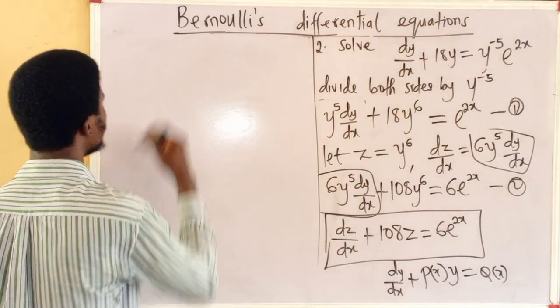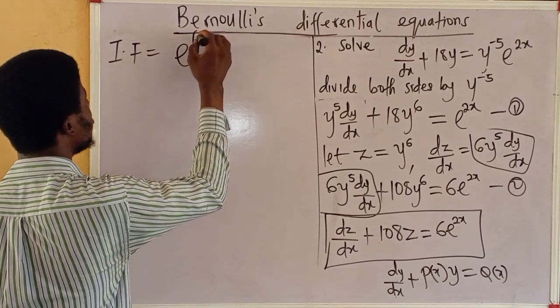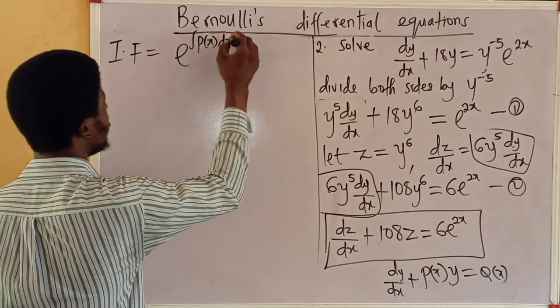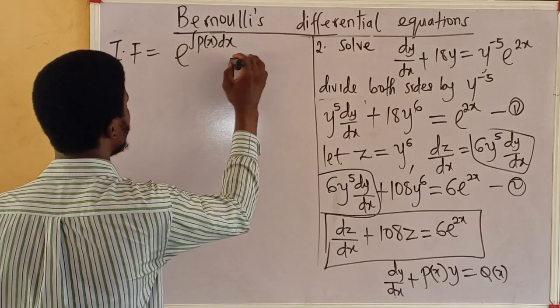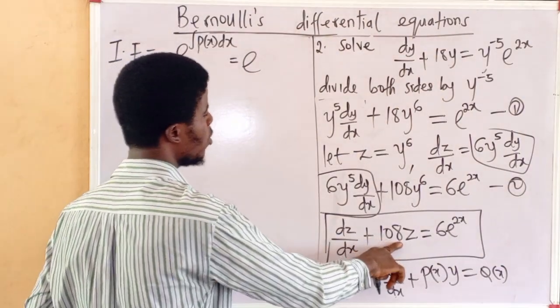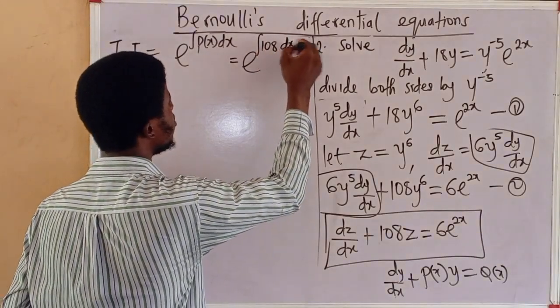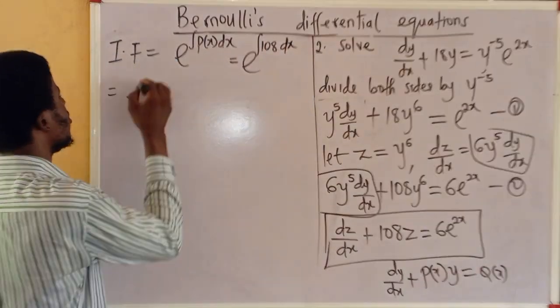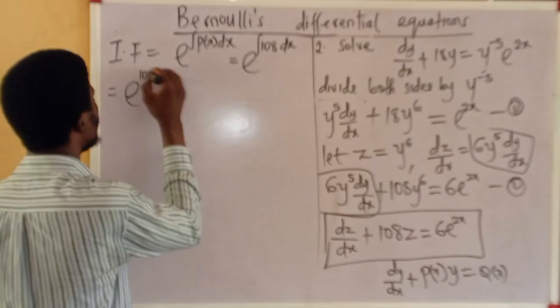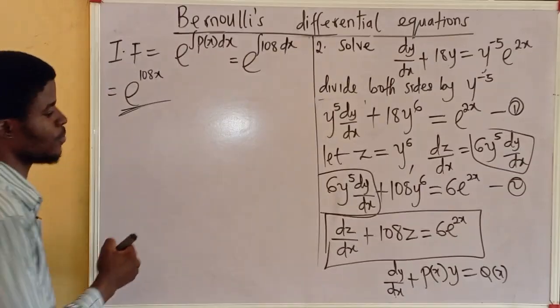The first thing to do is to determine the integrating factor, which is e to the power of the integral of p of x dx. And that is what? e to the power of, p of x is 108, the integral of 108 dx. And what would that be? e to the power of 108x. Okay, this is the integrating factor.